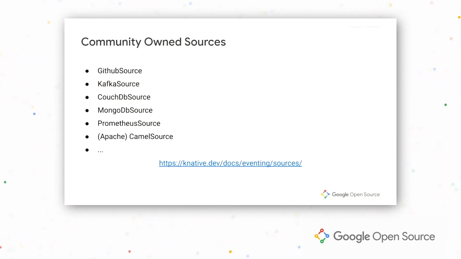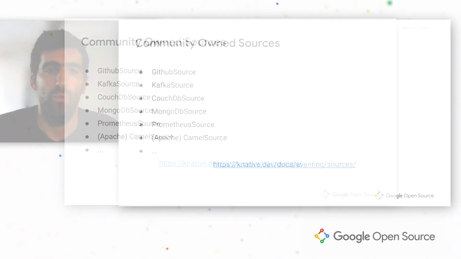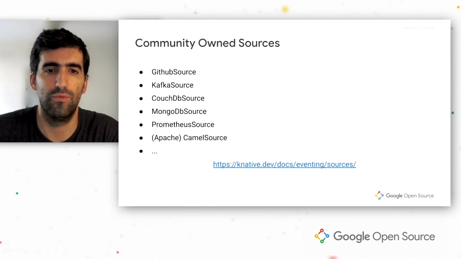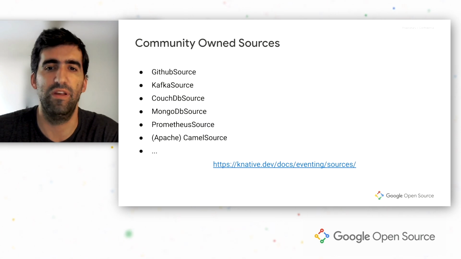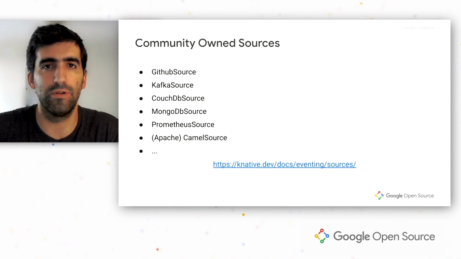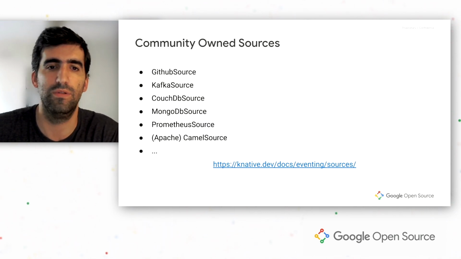Besides those four core sources that come out of the box with Knative Eventing, there are other sources that are community owned and that need to be installed separately. We have things like the GitHub source, which will allow you to listen for GitHub events. For example, if you want to get a notification when a pull request is created in a particular repo to trigger some CI/CD pipeline, you can use this.